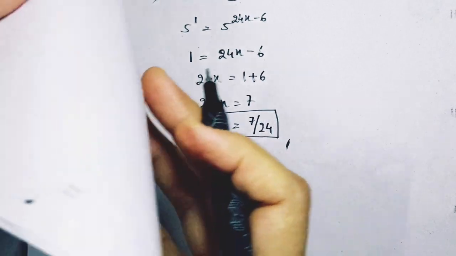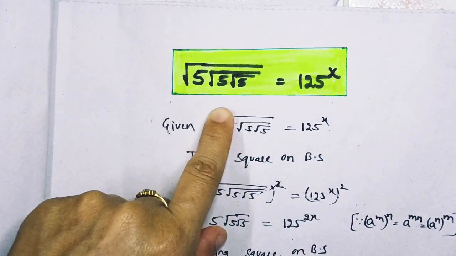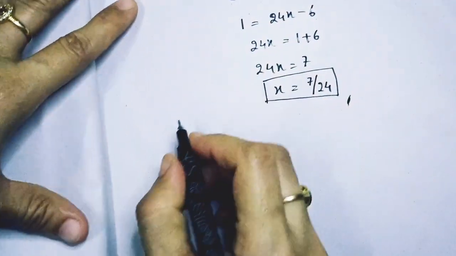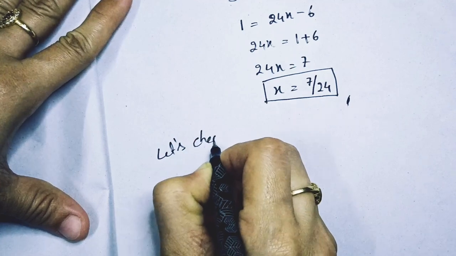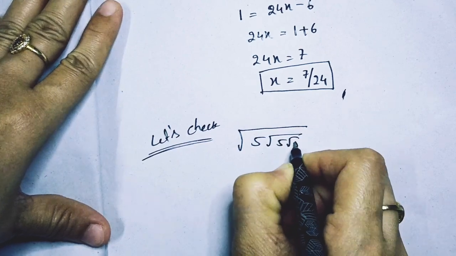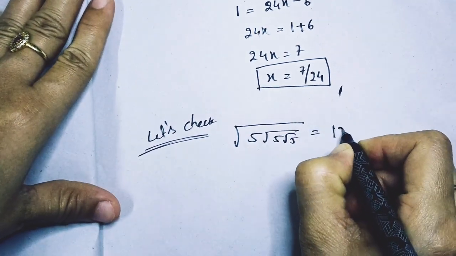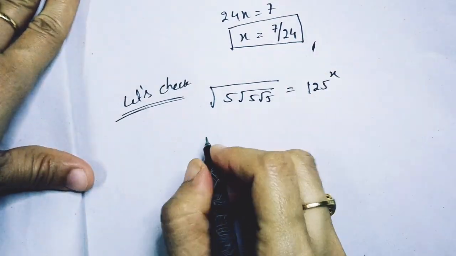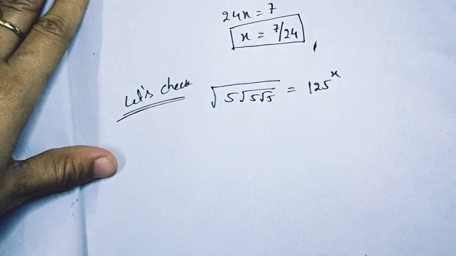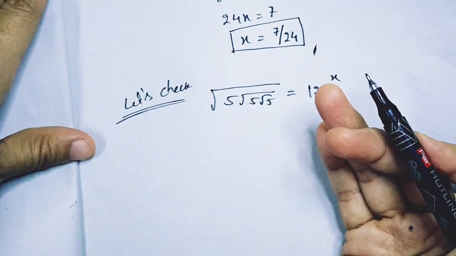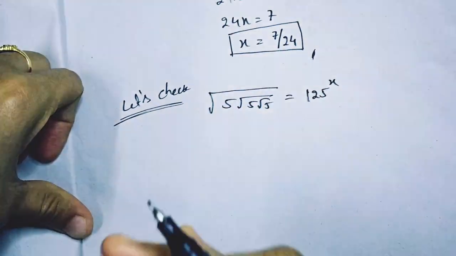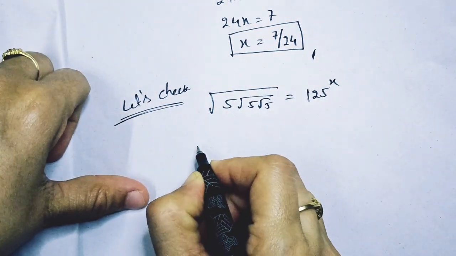In the question, what is our question? Square root of 5 equal to 125 to the power x. Let's check it. Square root of 5 equal to 125 power x. The steps which I'm going to write here were clearly explained in the previous video. You just go and check it out first, then you will be able to understand the step I'm going to write here.